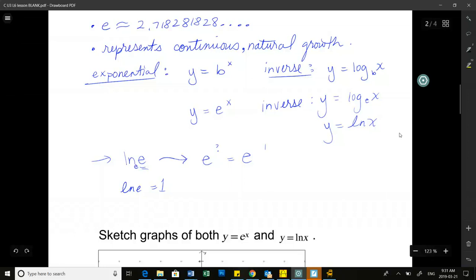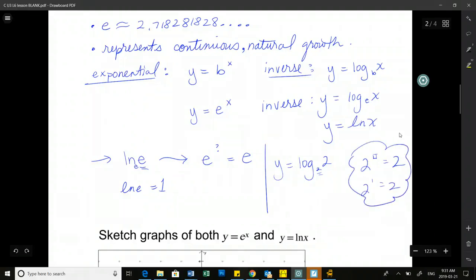If that is confusing to you, if I had something like y equals log base 2 of 2, it's the same kind of idea. What I'm asking myself in this scenario is, this base 2 to what exponent gives 2 back? Well, 2 to the exponent 1 gives us 2 back. So the answer to this logarithm is 1. Okay, so that's the same idea.